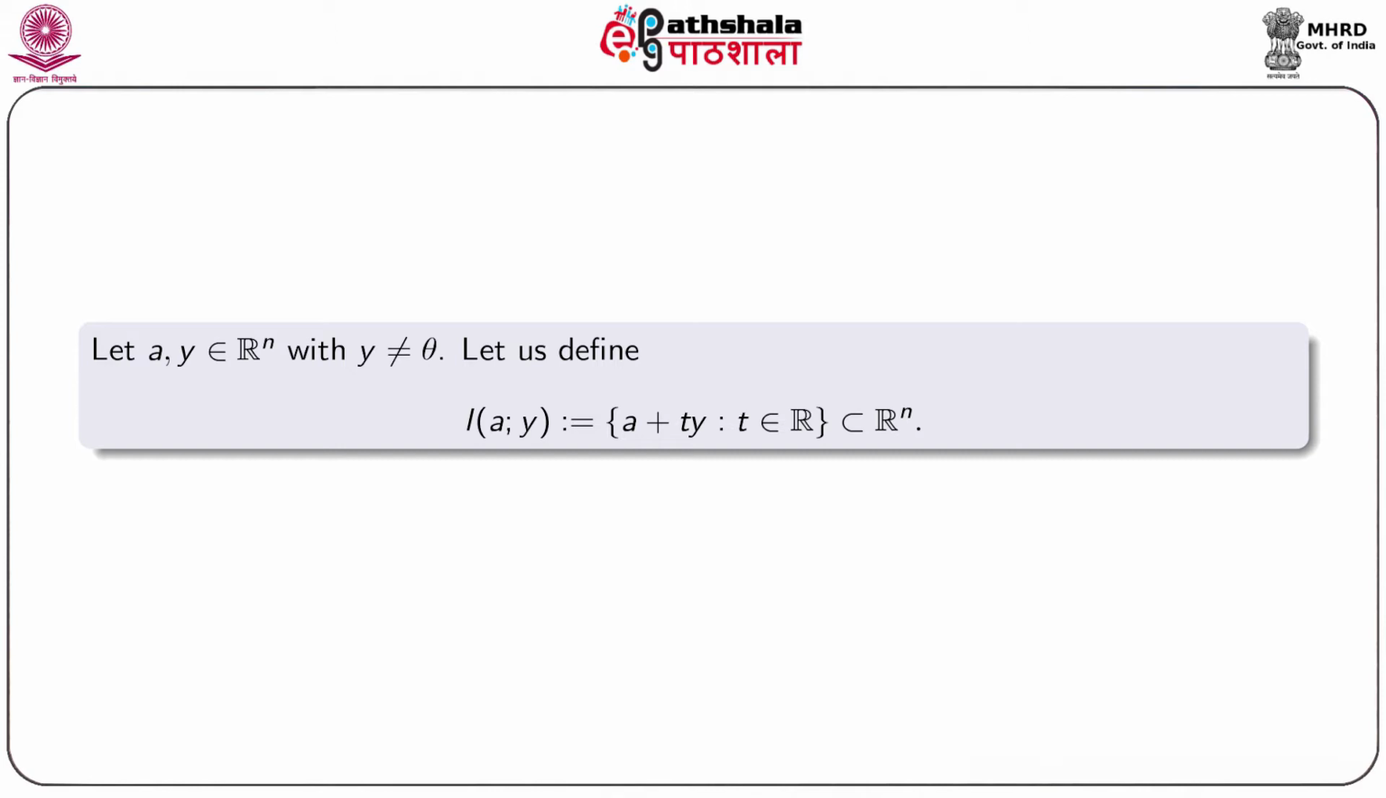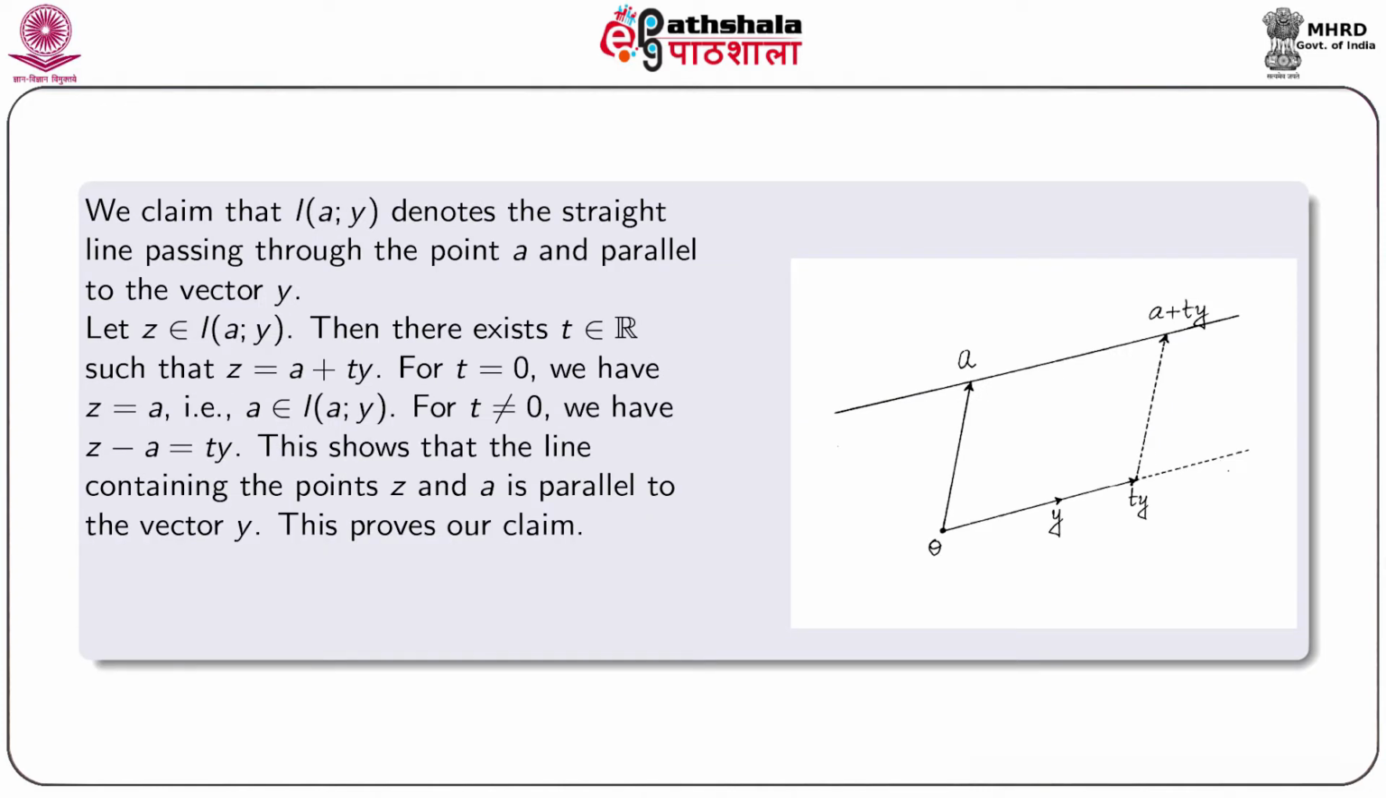Let a, y be two elements in R^n where y is different from 0. We define a set which we shall denote by L_y. It is the collection of all the points a plus t y where t is any real number. Since a and y are members of R^n, clearly L_y is a subset of R^n. We note that any element in R^n can be geometrically viewed as a point as well as a vector.